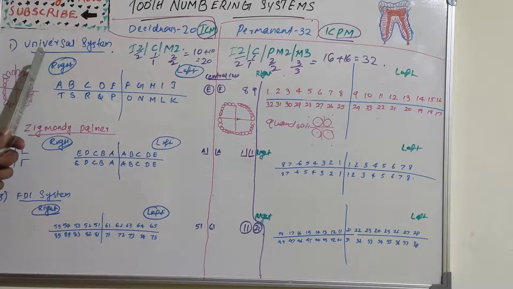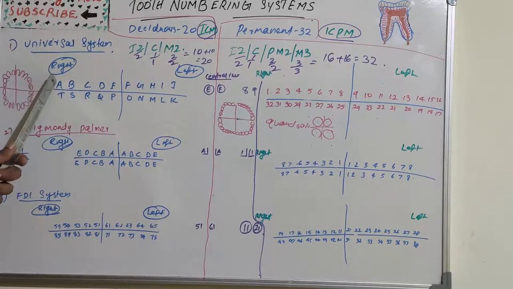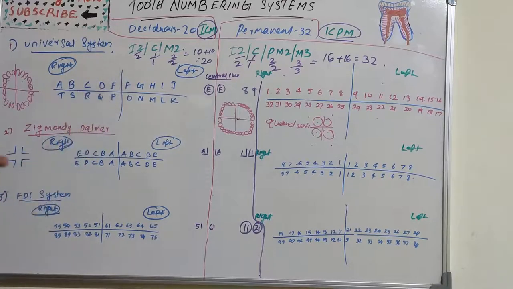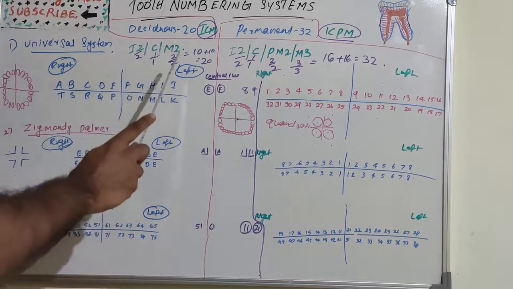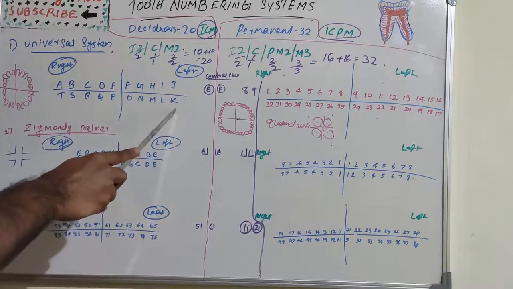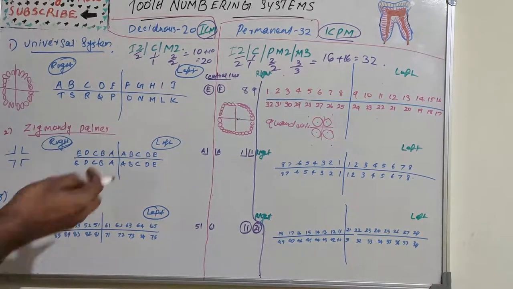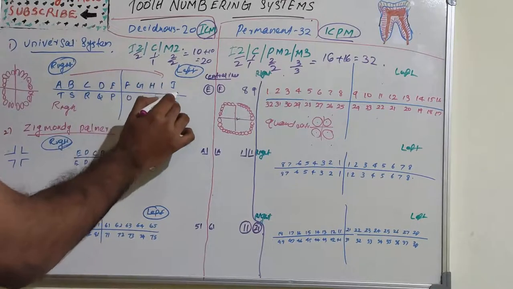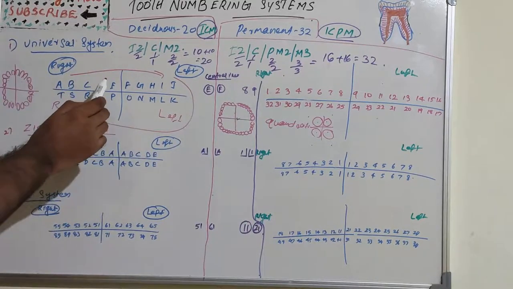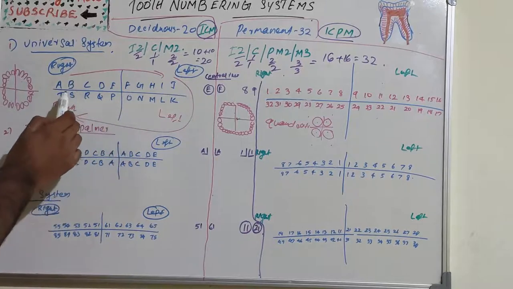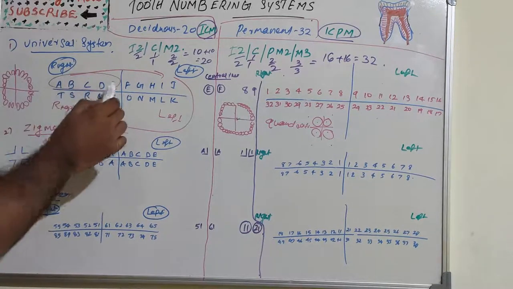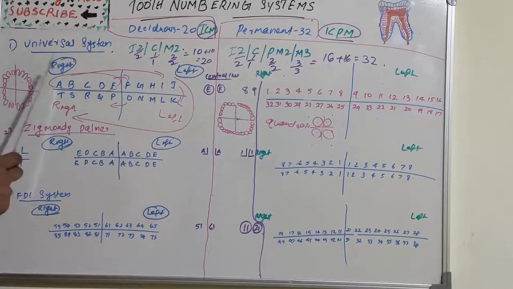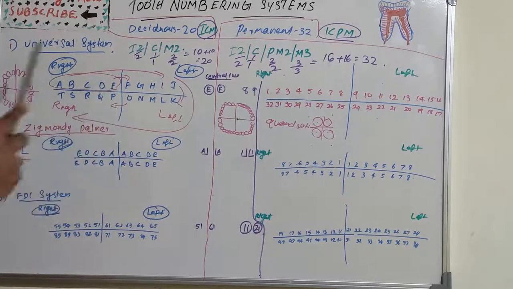It starts from the upper right quadrant, so A, B, C, D, E. It stops here, so the upper right quadrant is over. Then the upper left quadrant continues F, G, H, I, J. It stops there, upper left. Now we are in the lower left quadrant, this is lower left, this is lower right, and it just continues like this: A, B, C, D, E, F, G, H, I, J, K, L, M, N, O, P, Q, R, S, T. In one quadrant we have 5 teeth, so we have 20 alphabets starting from A and ending with T.